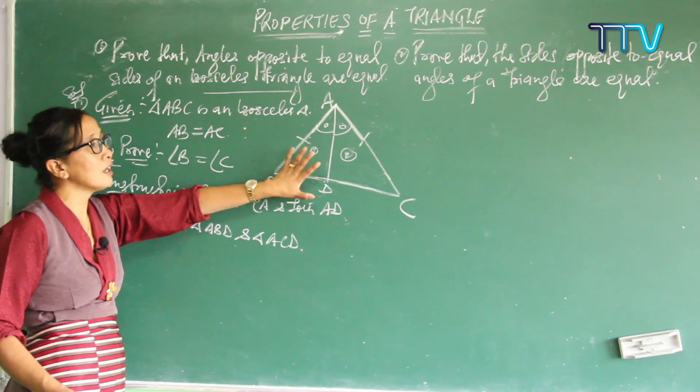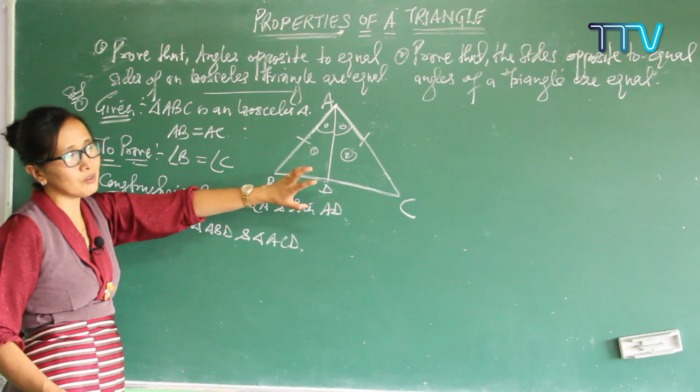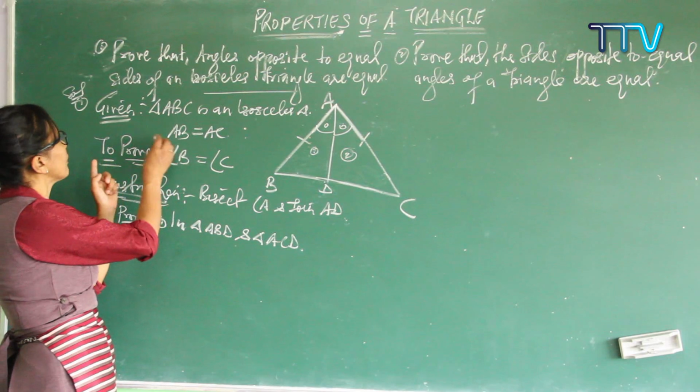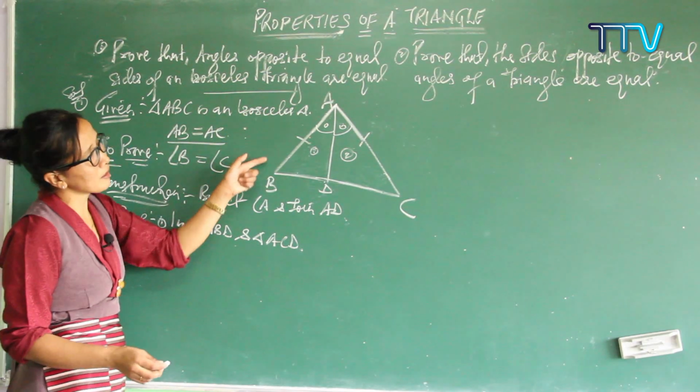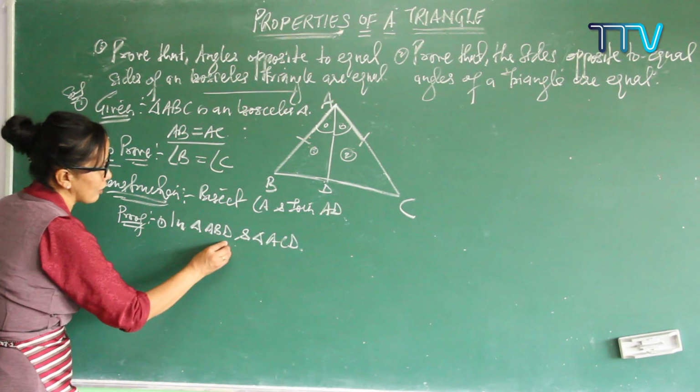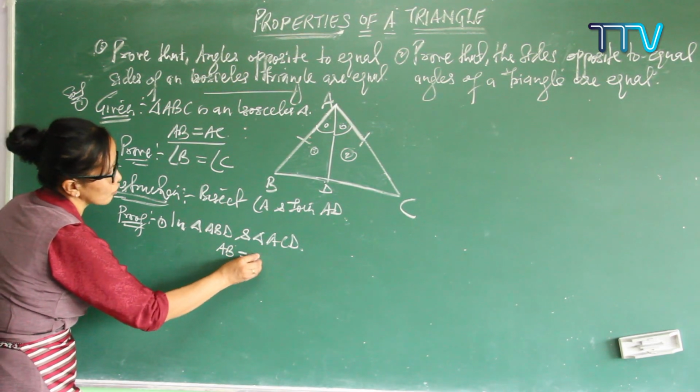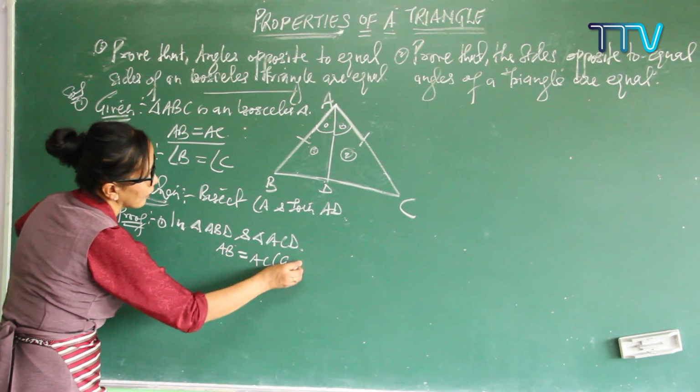First of all, look here. What else is given? This side is already given. So in given, side AB is equal to AC. This is given. Write it down: AB is equal to AC. That is given. Got it?